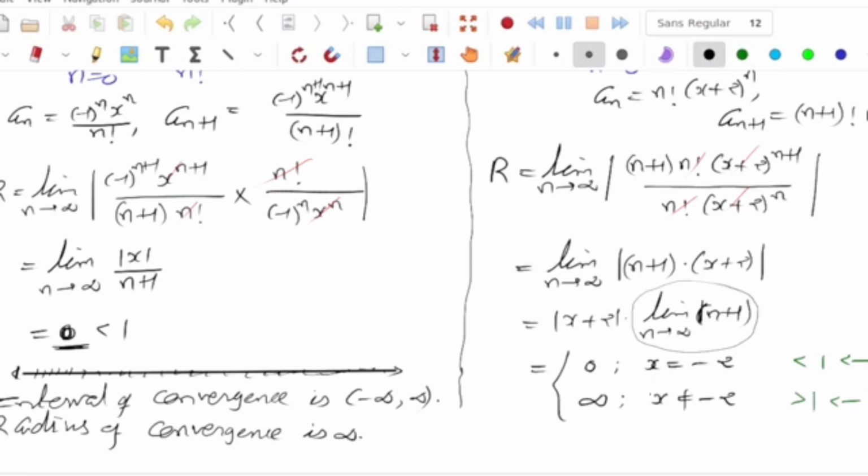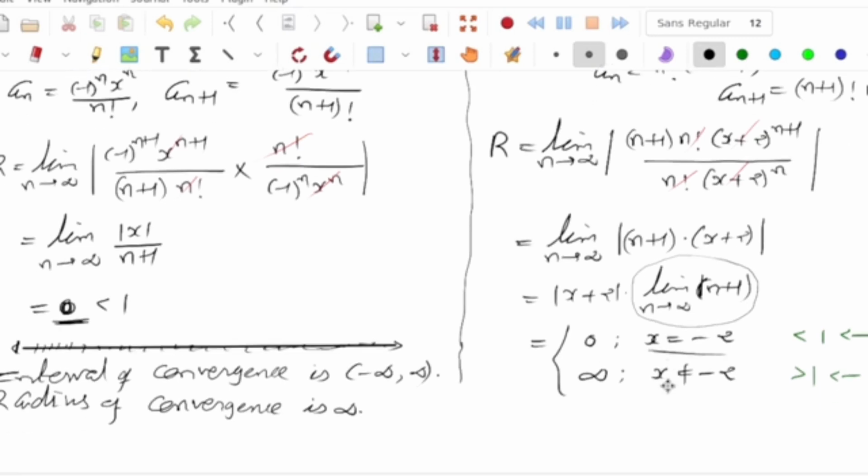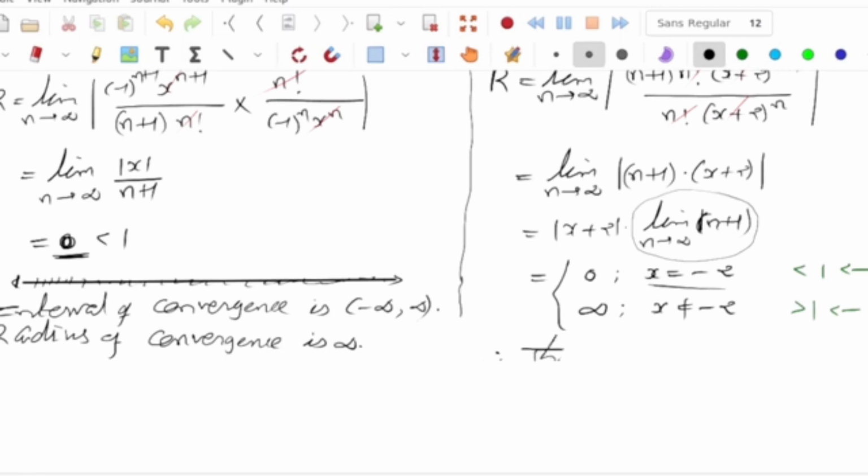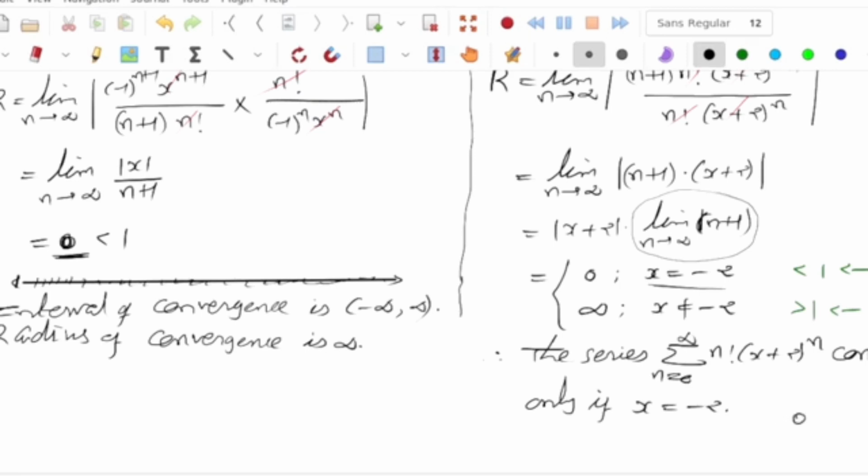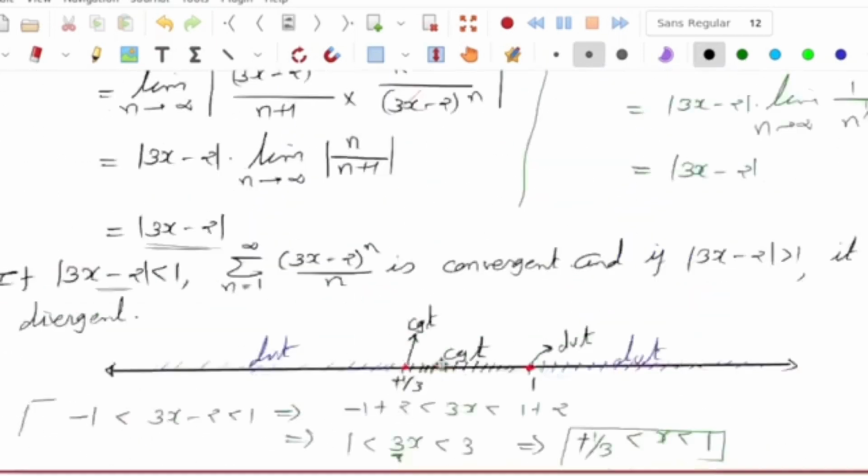That means the series converges only at a single point, right? Therefore, the series, the sum from n = 0 to infinity of n! (x+2)^n, converges only if x is equal to -2, and this is not an interval, this is a point. So the interval of convergence is only the single point -2, and the radius is 0. This is the end of these two examples. I hope the idea is clear for the radius of convergence and the interval of convergence.